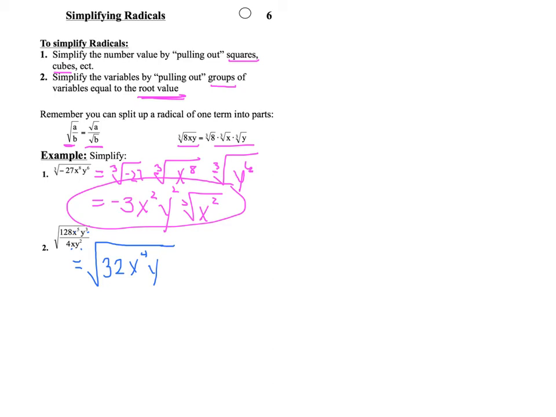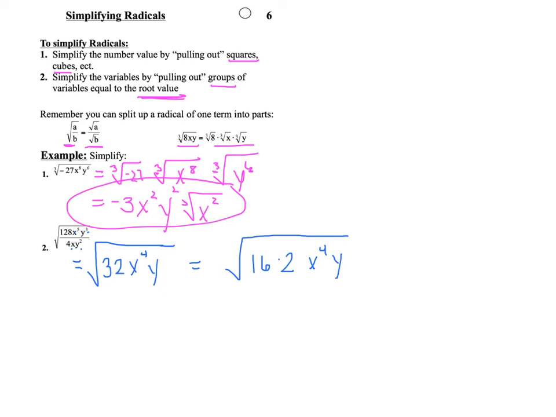So I want to figure out if I could take the square root of 32. If I take the square root of 32, I'm going to get a decimal, because it's not a perfect square. So I want to figure out what perfect squares go into 32. I know I can have the square root of 16 times 2 will give me 32, and 16 is a perfect square. So I still have x to the 4th and y.